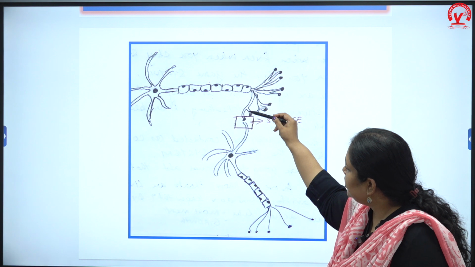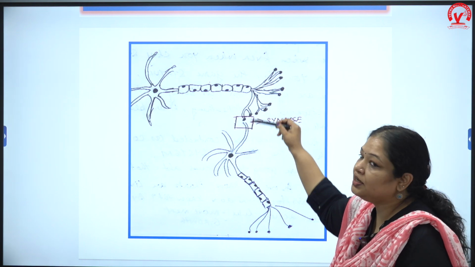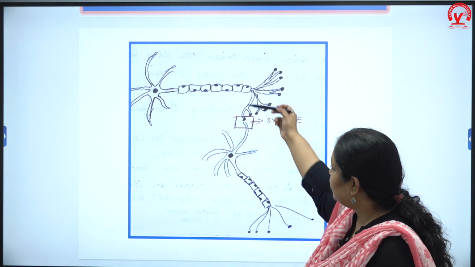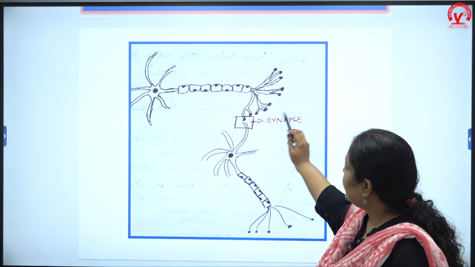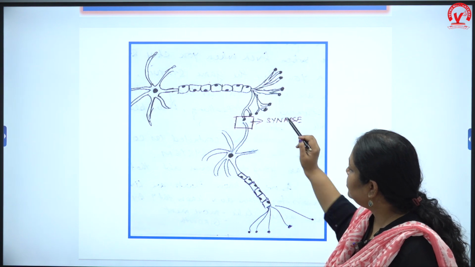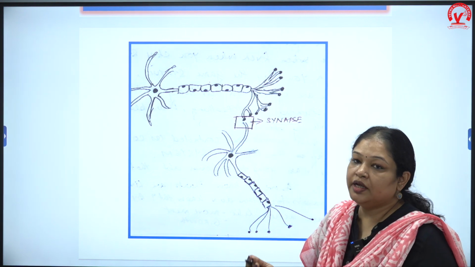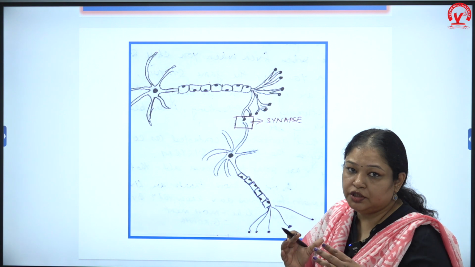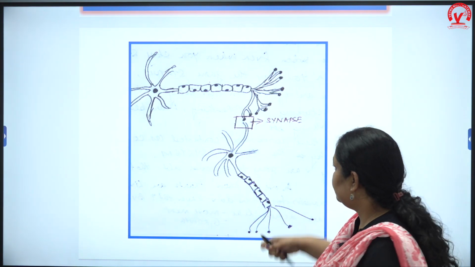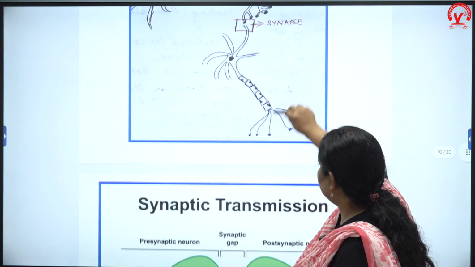Here we have the neurotransmitters, the chemical reaction that happens from one neuron to the other neuron. That junction is called the synapse. When one neuron connects with the other neuron, that junction is called the synapse. You can see it better in this picture.